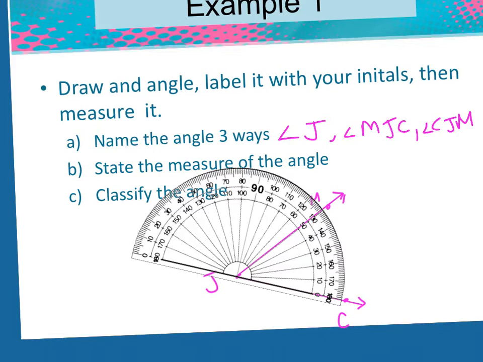Now the measure of my angle was 50 degrees. You're going to make sure you write the number, and then you're going to put the little degree symbol because you're not measuring it in inches or centimeters or anything like that. You're giving it degrees. And then this one I'm going to classify.